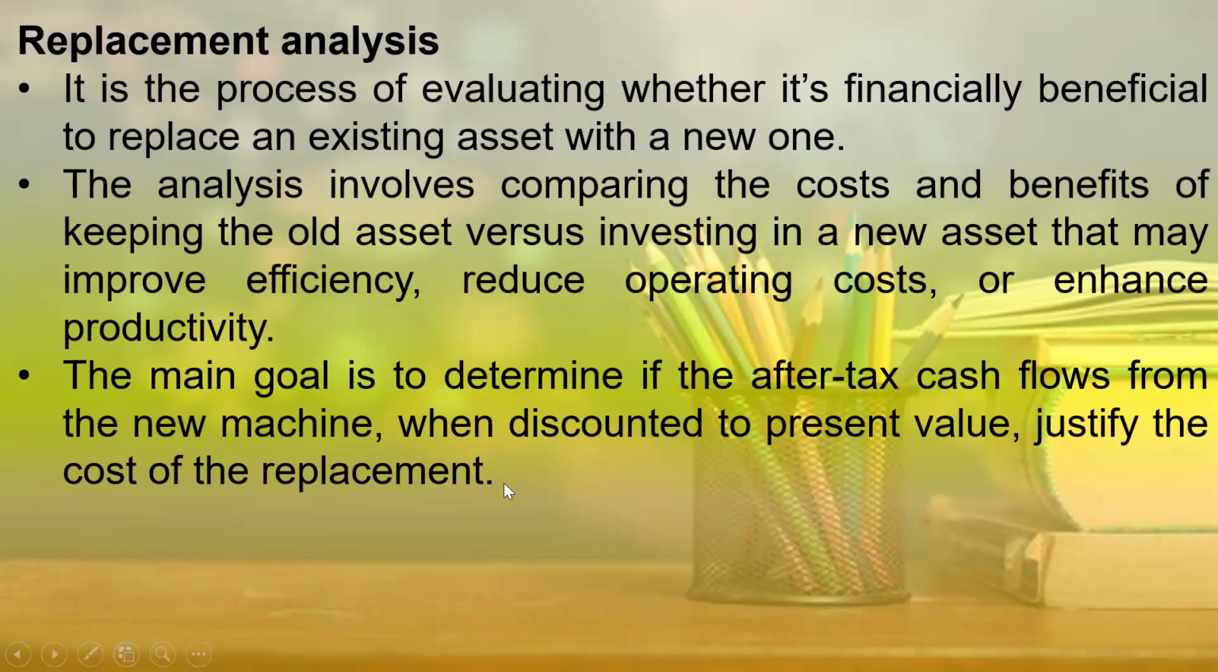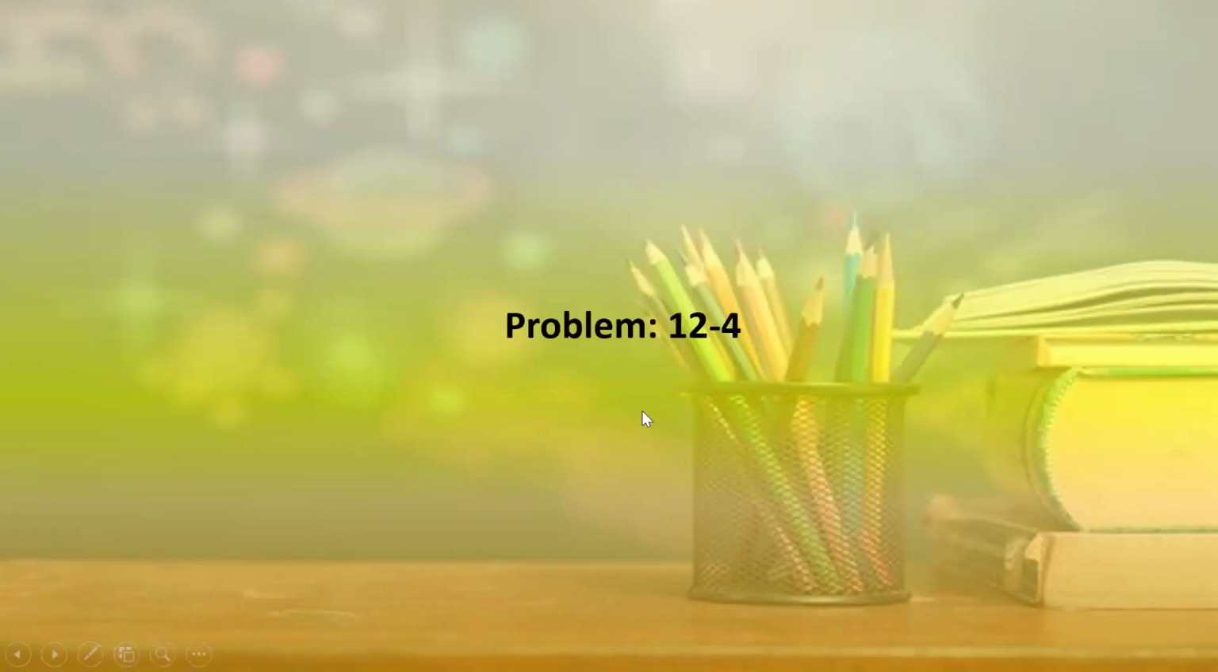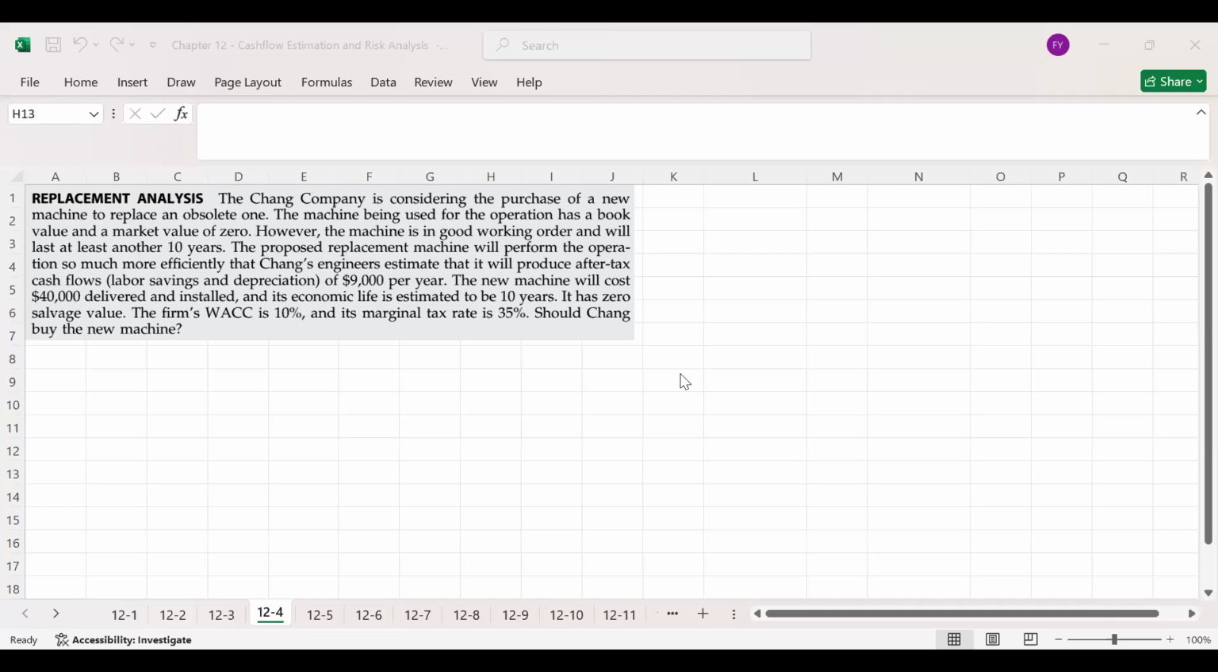So, while solving the problem in replacement analysis, we need two things. One is after tax cash flows from the new machinery or new asset, and we convert it into the present value because we are going to take the decision right now. So, present value is also required. Here we have problem 12-4 from Fundamentals of Financial Management by Brigham and Houston.